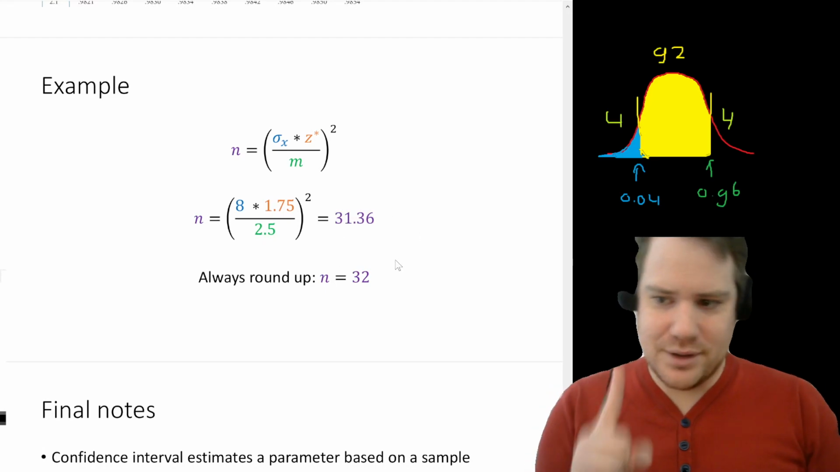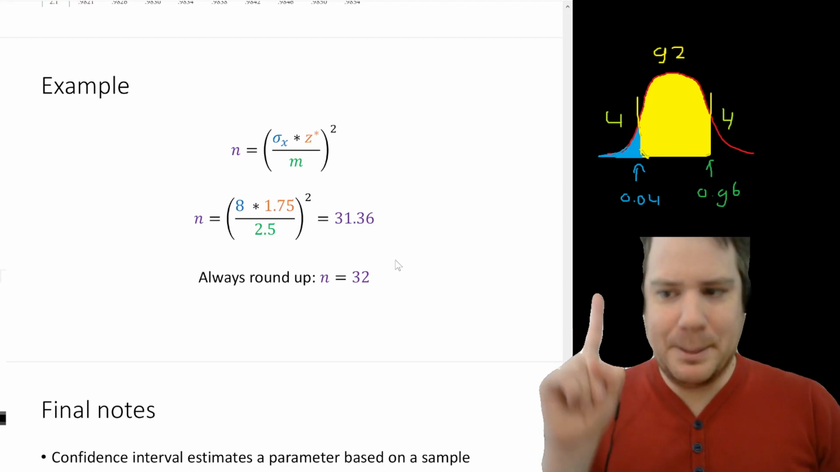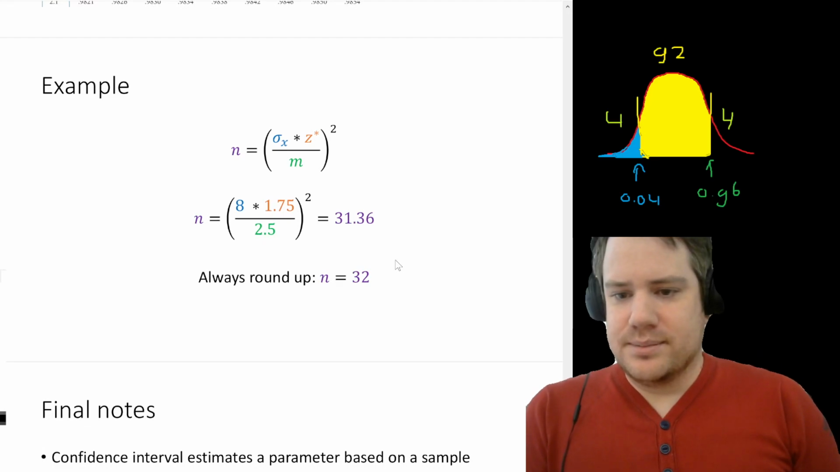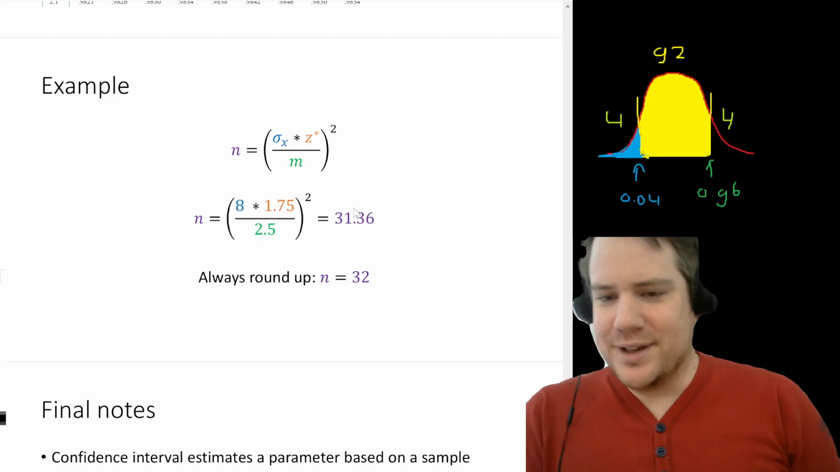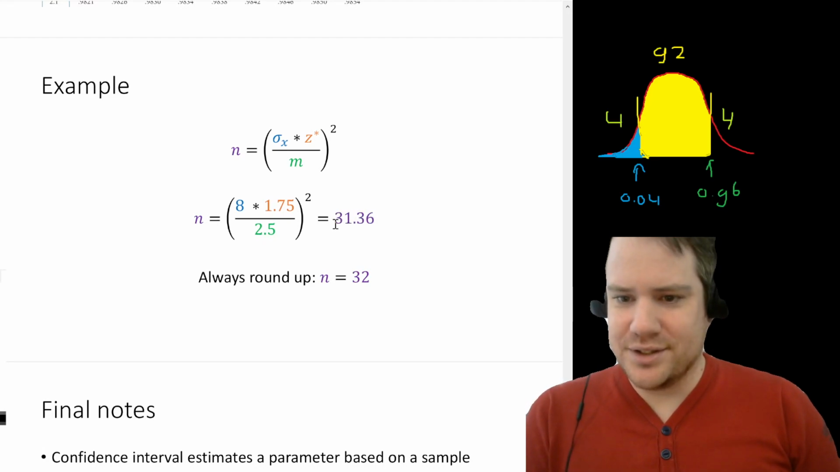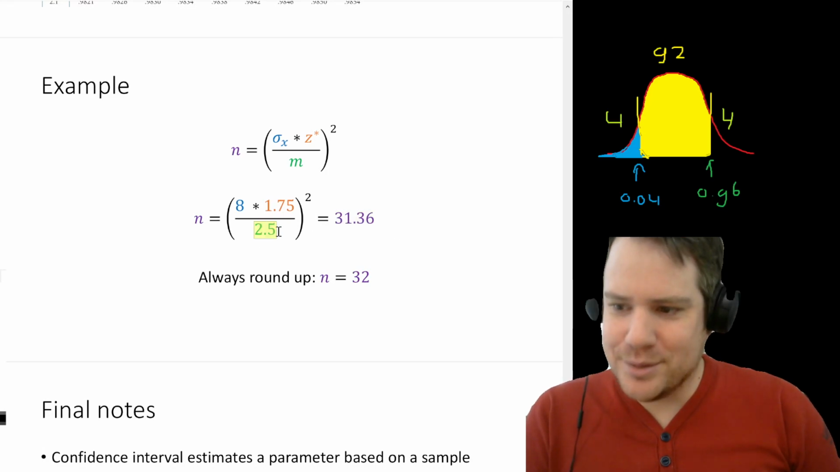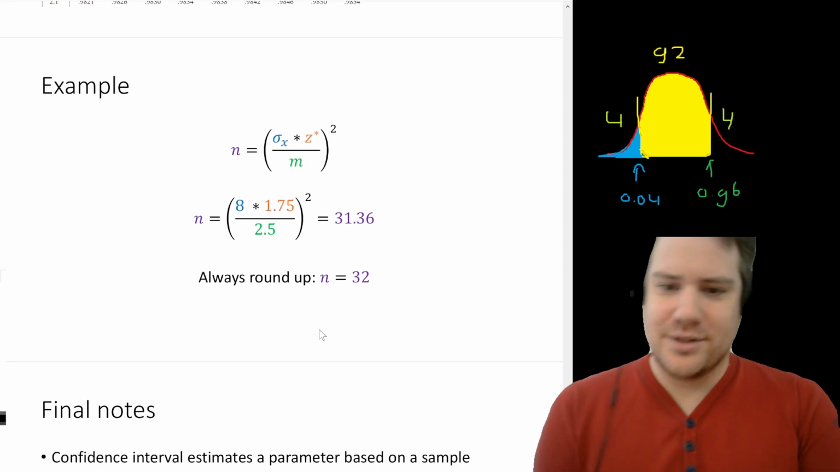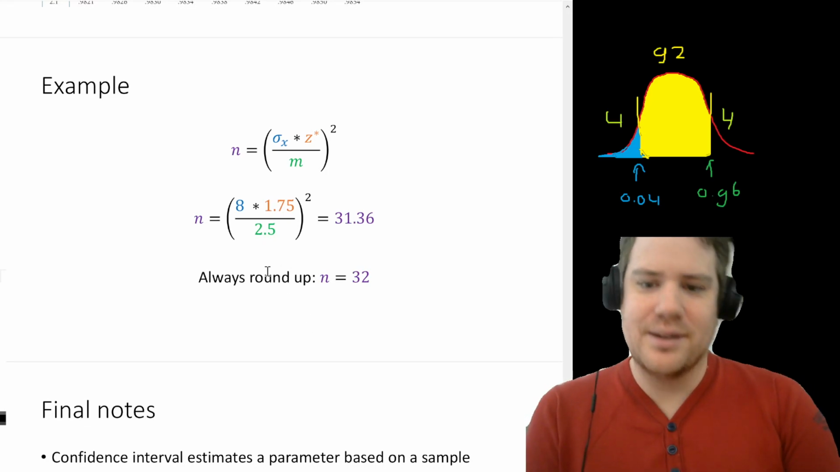We always round up. Even if it might be intuitive to round this down to 31, because 31 is insufficient, because it wouldn't quite reach this margin of error, we would say at least 32 people to have a small enough margin of error.